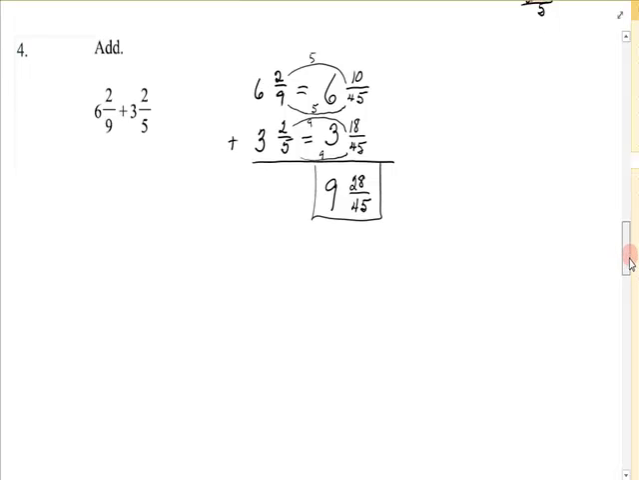Okay? Let's look at number 5. I think I can work it out right here. I have 9 and 6. The least common multiple, least common denominator of 9 and 6 is 18. So this is 6 and some 18ths. This is 9 and some 18ths.